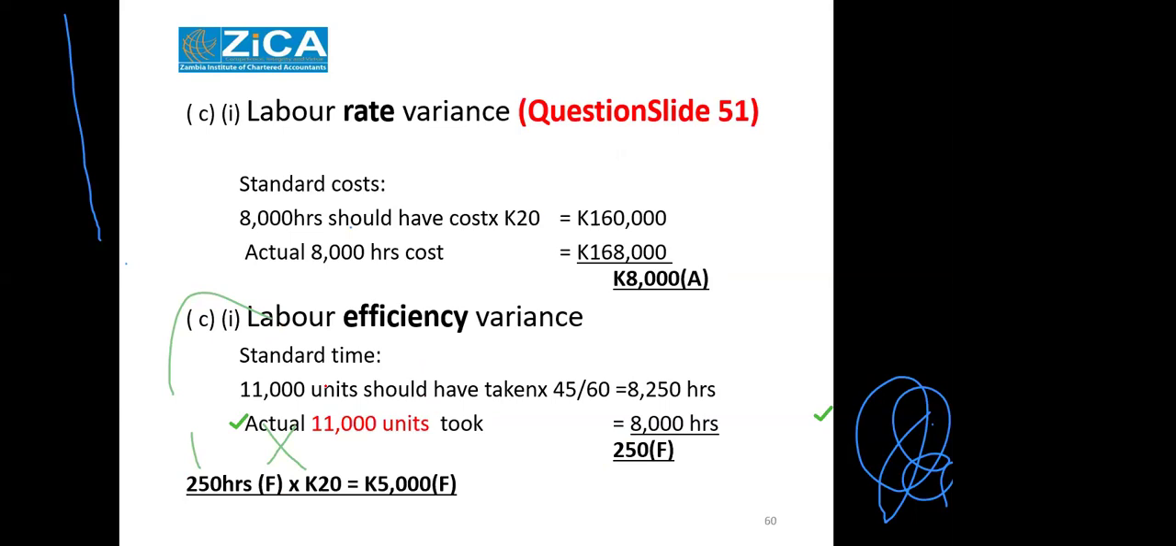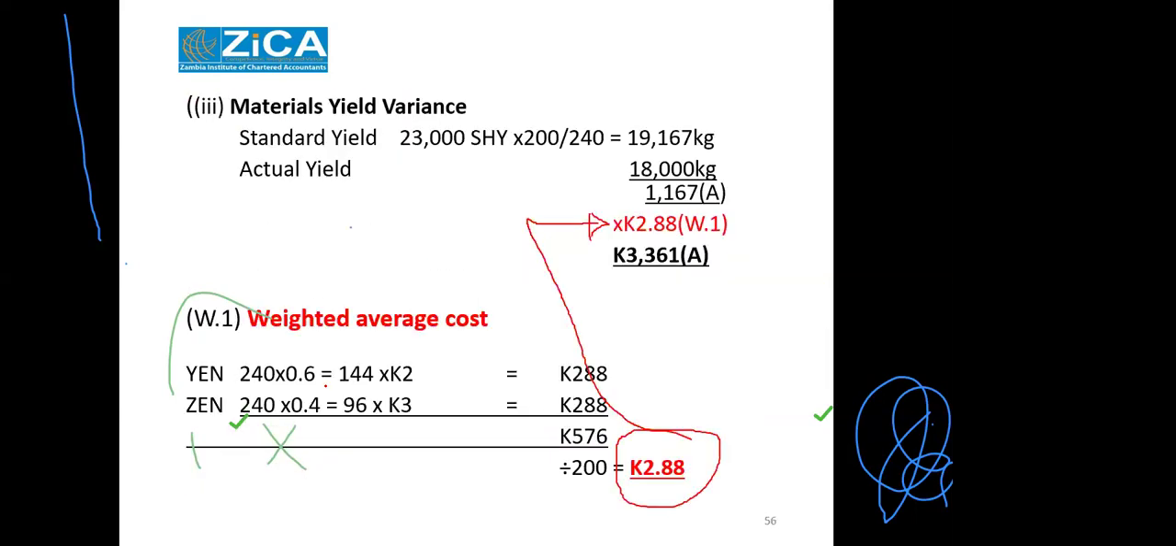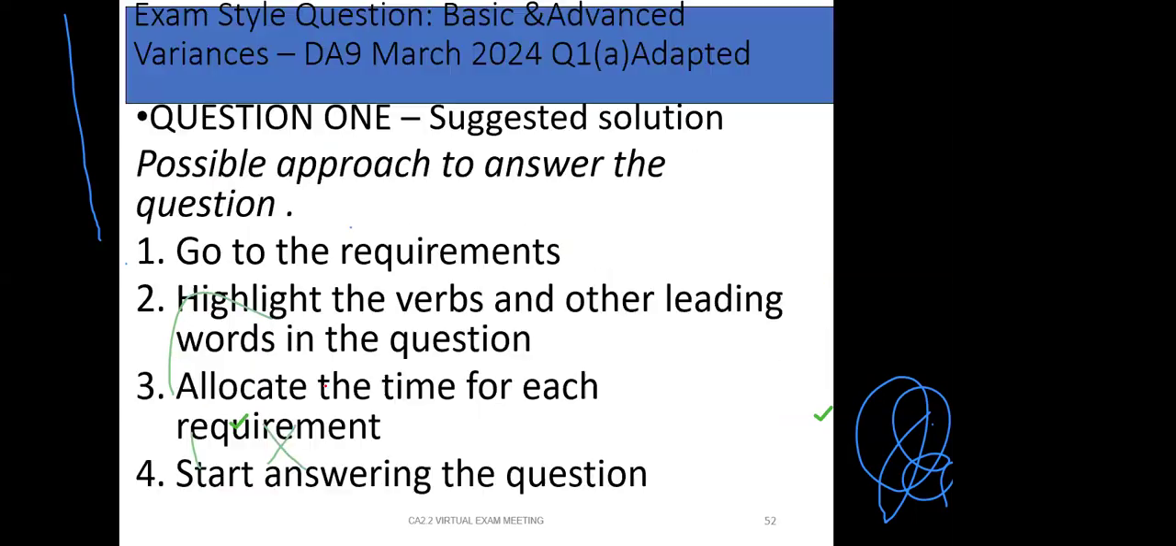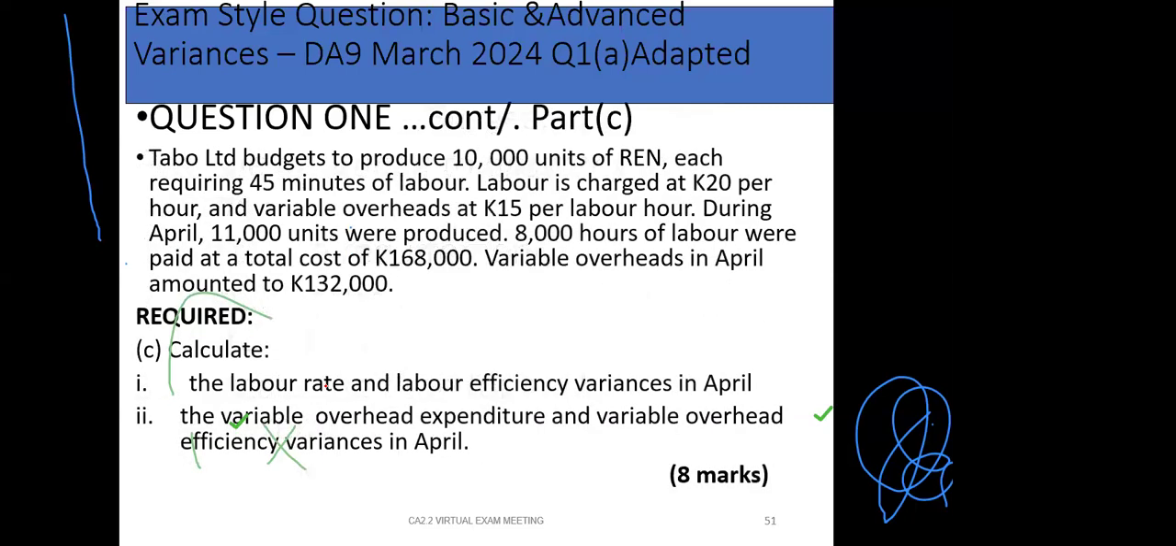Labor rate. So I can go to the question, otherwise I could have skipped this one since it's basic. Most of us do not have a lot of problems on basic. But if you want to go to where the question is and the requirements, it is on slide 51. It says Tabo Limited budgets to produce 10,000 units of REN, each requiring 45 minutes of labor.